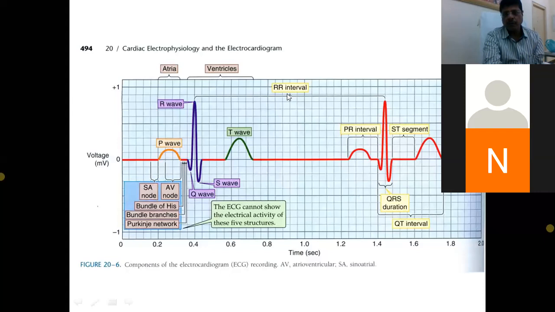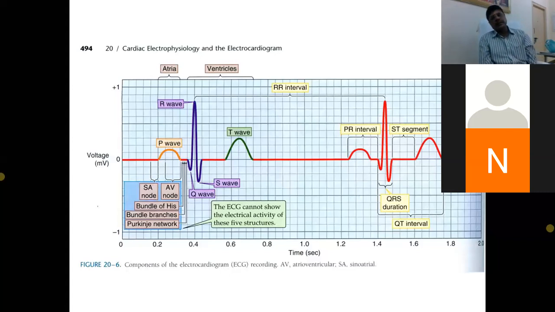Yes, sir. What is the importance of the RR interval? It indicates the cardiac cycle. It helps in determining heart rate. Calculating the heart rate.